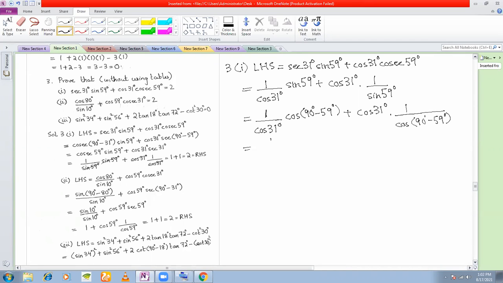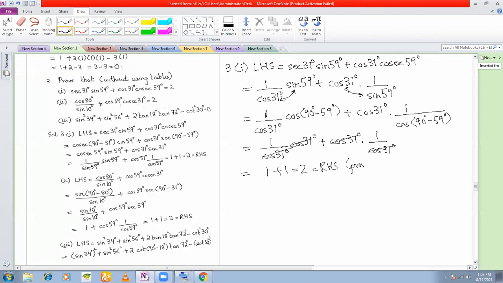Now see what happens. I get 1 by cos 31 degree into cos 31 degree plus cos 31 degree into 1 by cos 31 degree. Now this will cancel. That is why I converted one of them to cos. So either of the two you can convert. So you get 1 plus 1, which is equal to 2, which is equal to right hand side. Proved.